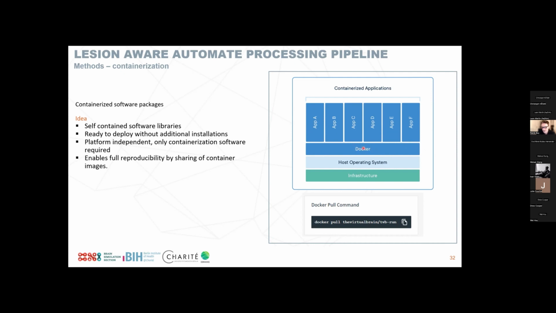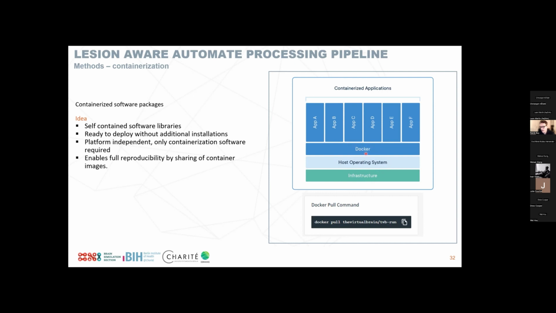What is really nice with this is that this approach also makes it platform independent. So whatever your infrastructure is, whether that's your local laptop or that's a supercomputer, doesn't matter. There will be one operating system or the other on that infrastructure, and then all you need is to have a containerization software, for example, Docker or also Singularity.